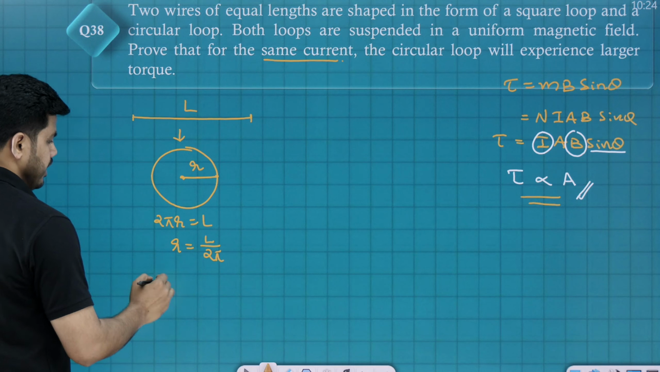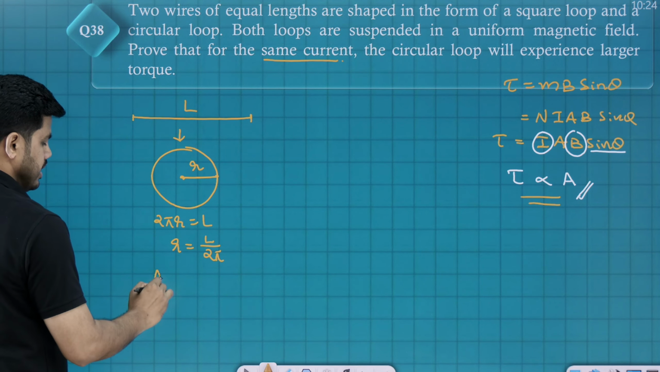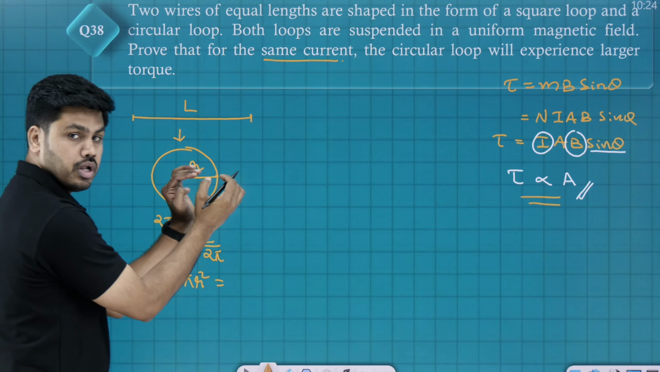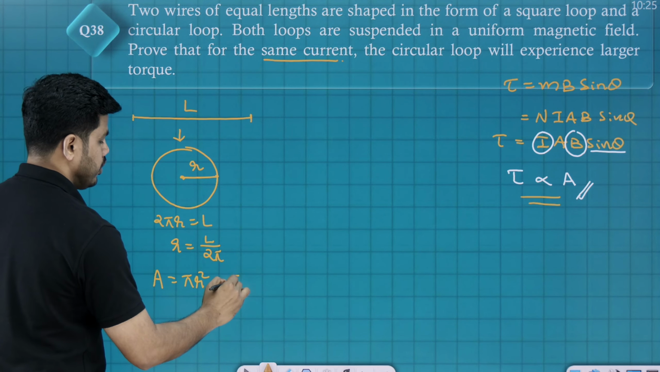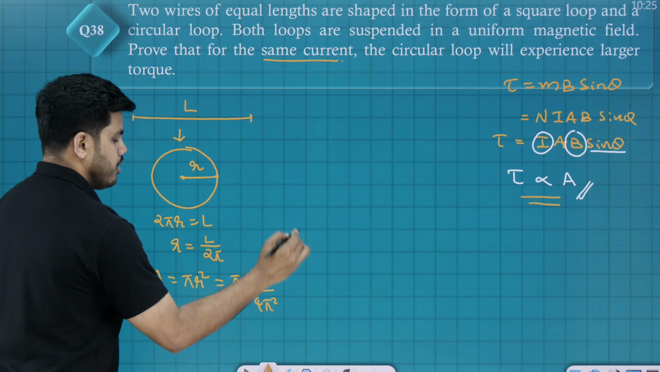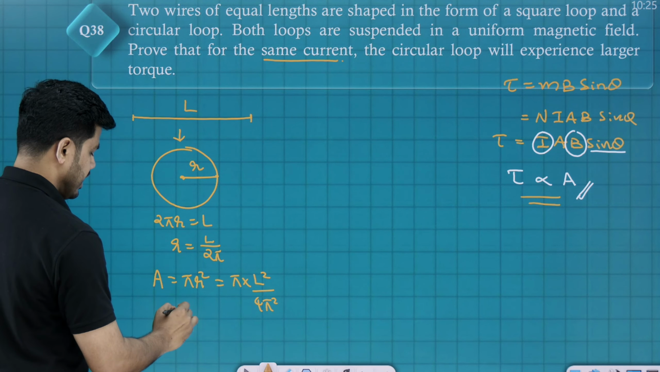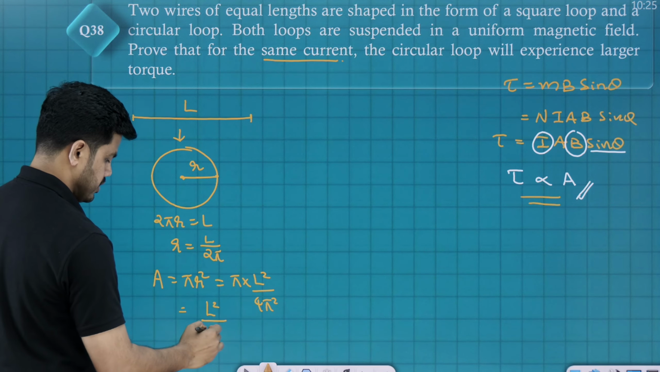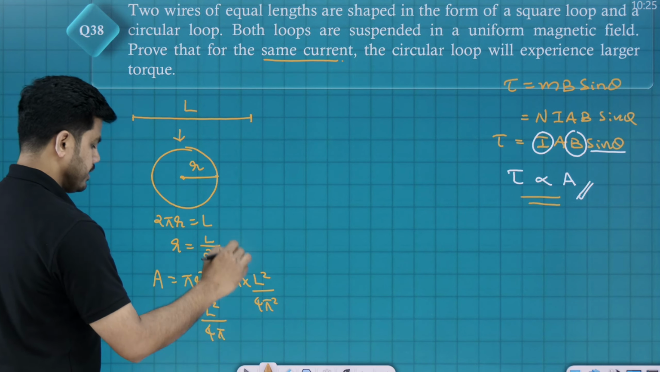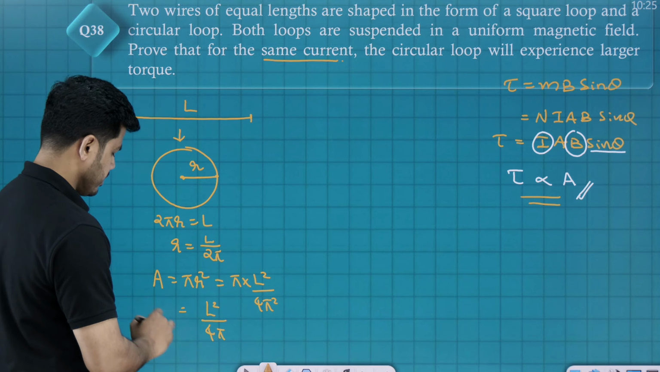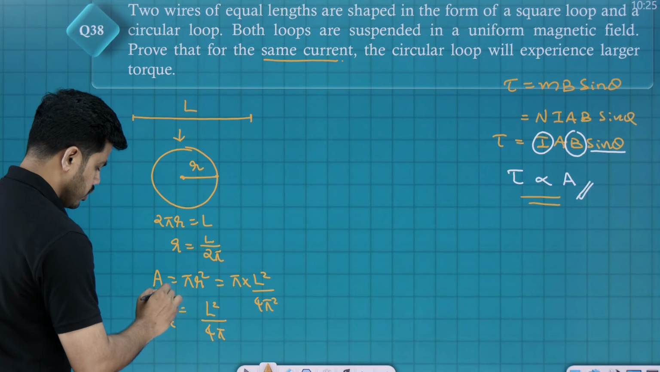Then how will you find the area? We need the area to compare, no? So area is equal to pi into r square, so area enclosed by the circular loop. So pi into r square is going to be pi into L square by 4 pi square. One of the pi gets cancelled. We get L square by what? Just 4 pi, correct? Pi into r square becomes just L square by 4 pi. This is the area of the circular loop, okay?